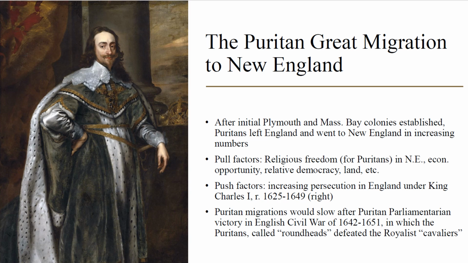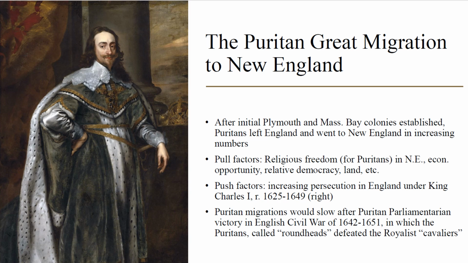Push factors were the increasing persecution of Puritans and dissenting Protestants in England if you weren't a member of the Church of England. This takes place under King Charles I. You can see an image of him on this slide. This increased persecution of the Puritans will lead to the English Civil War, in which King Charles and the Royalists, their soldiers were known as Cavaliers. They were very aristocratic horsemen.